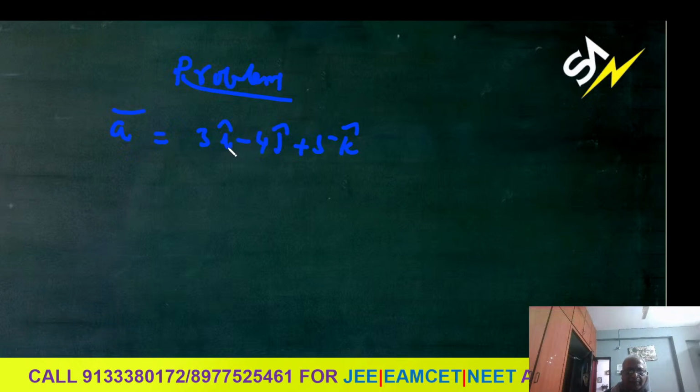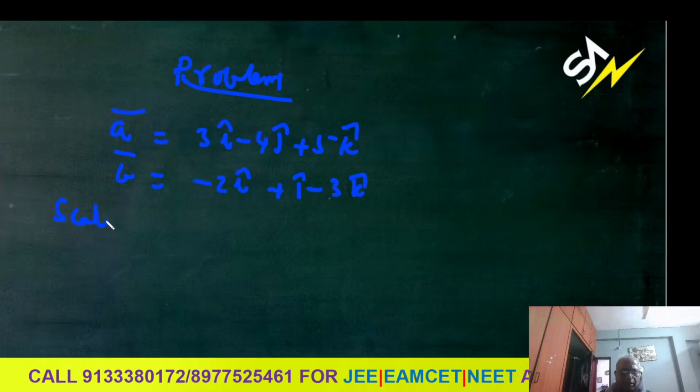Find the scalar and vector product. I'm writing one problem. A bar is given by the equation 3i minus 4j plus 5k. K means z direction unit vector, j means y axis unit vector, i cap means x axis unit vector. B bar, one more vector, is given: minus 2i plus j minus 3k.